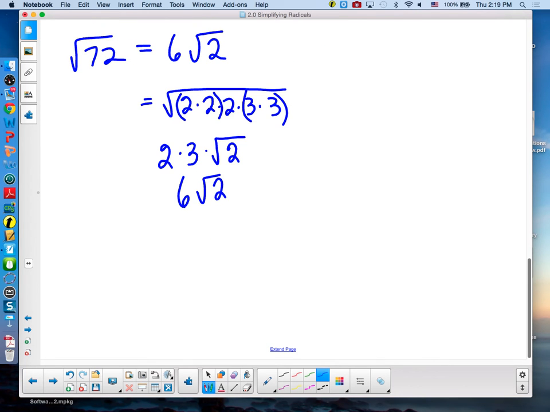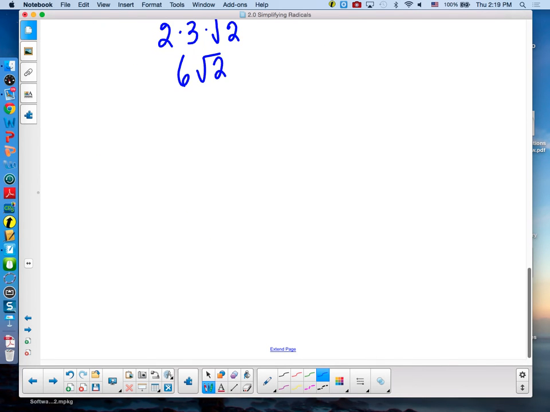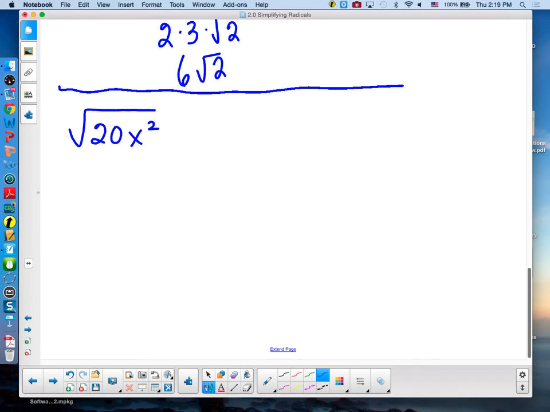All right, let's do one and then we'll throw some variables on it. Okay, let's go with square root of 20x squared. We'll start with that. Okay, now do the 20 just like you've been doing. And I'm going to go back to that complete factoring method. Some of you are on a different method.